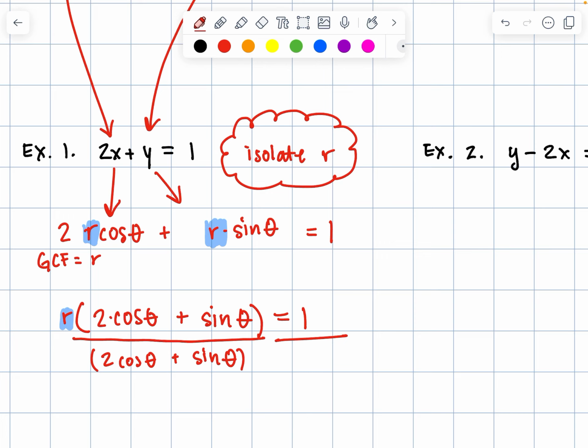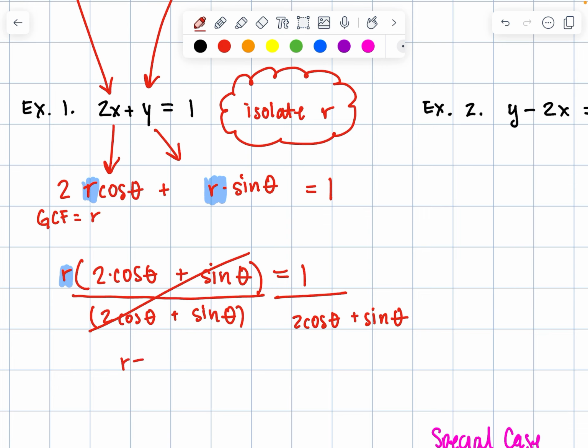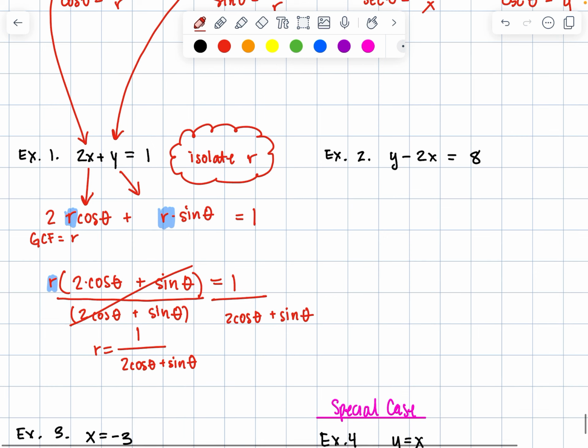Anything you do to one side, you have to do to the other. 2 cosine theta plus sine theta is being divided out on the right side. These cancel out on the left, and now you have r by itself. r is then equal to 1 over 2 cosine theta plus sine theta. Okay? And this is your equation converted from rectangular to polar.